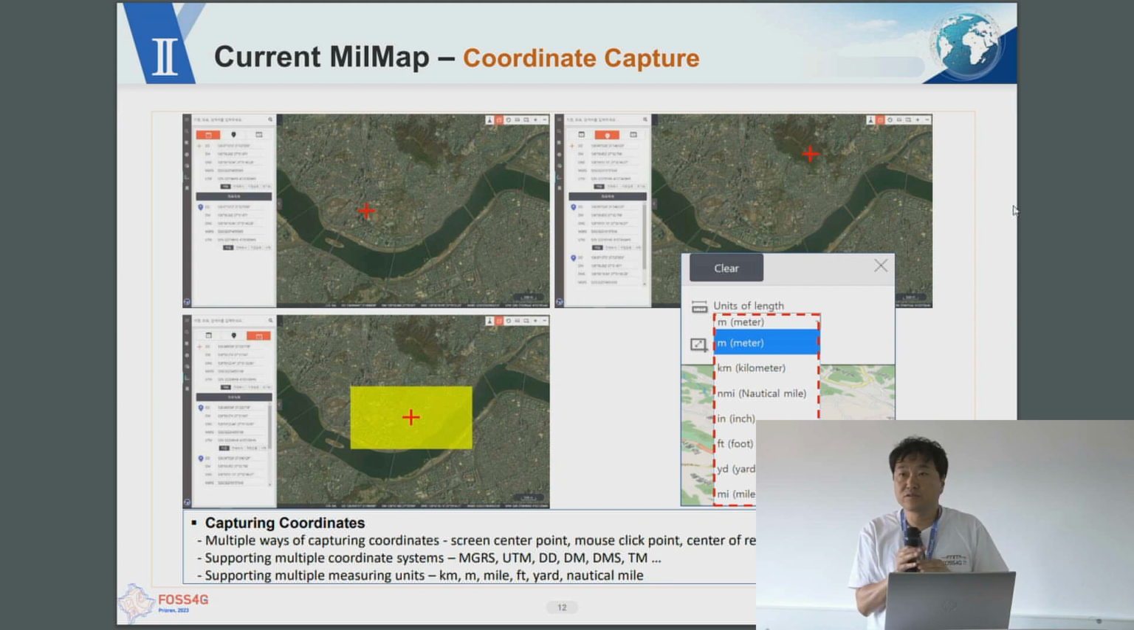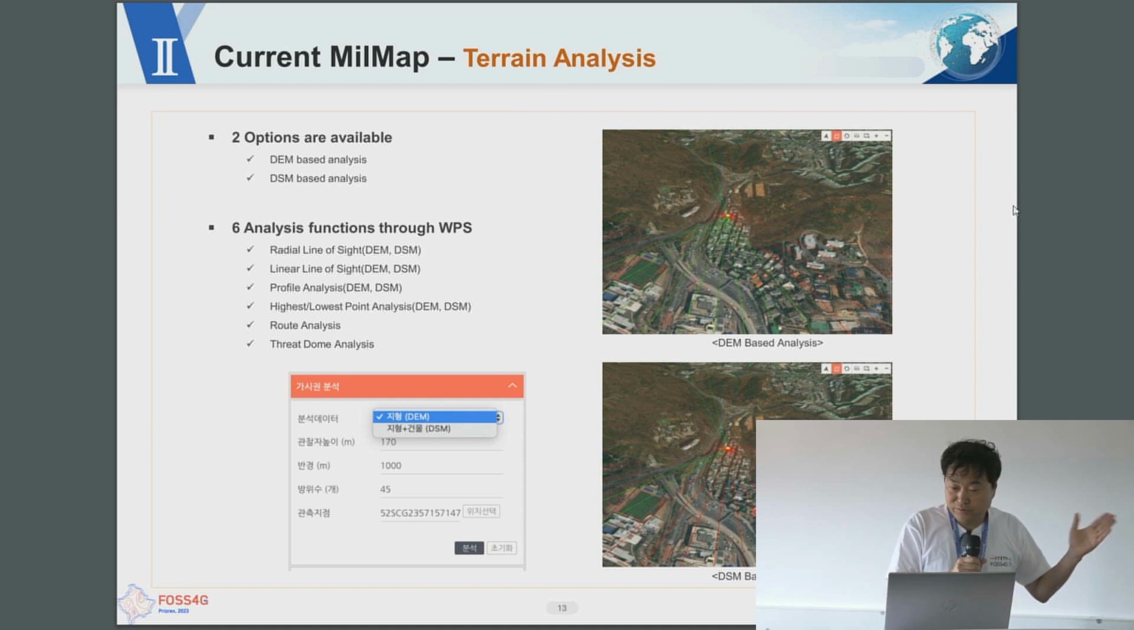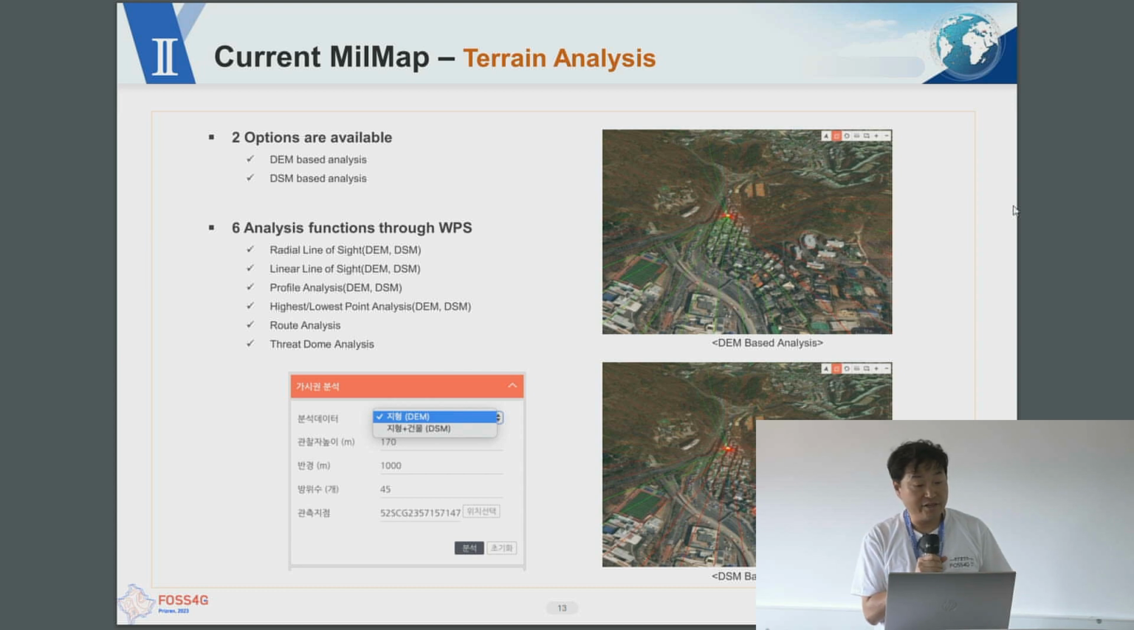And South Korea is a strong ally of the United States, so we should support this kind of measuring unit and, at the same time, coordinate system. So this is a terrain analysis basic. I would like to introduce the basic terrain analysis here.